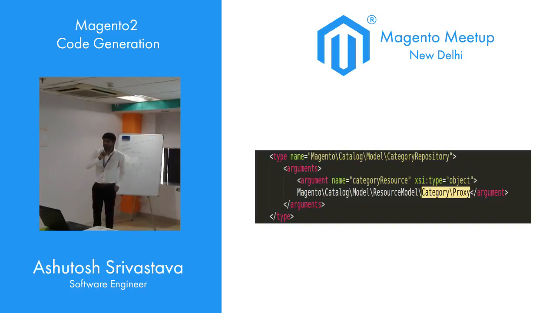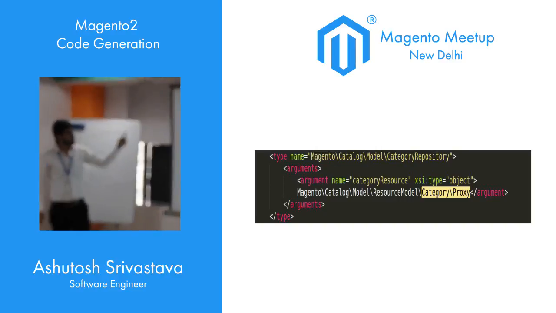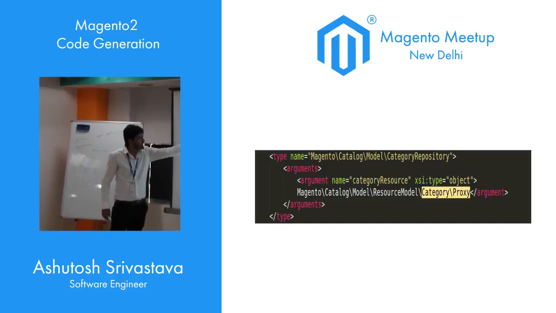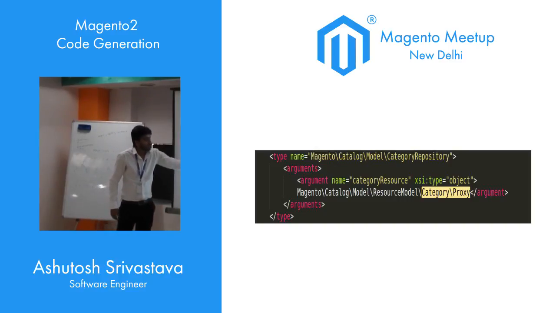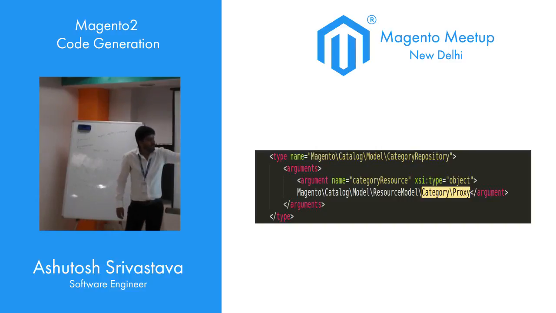Again, the type declaration in the di.xml. Inside this type declaration, earlier we were defining a plugin. This time we are changing the constructor parameter. These arguments, we are changing the category repository. We want the object of category repository, but there is a parameter passed in the constructor, category. And this category object creation is a very costly process. So what we are doing here is replacing that category with the proxy object. That's why we have added that proxy.